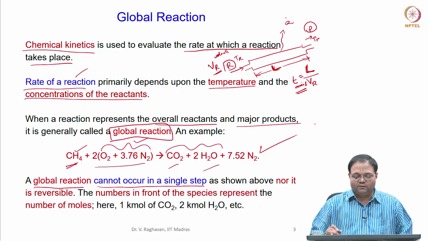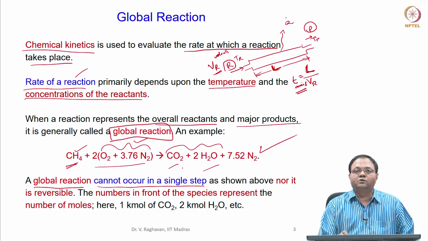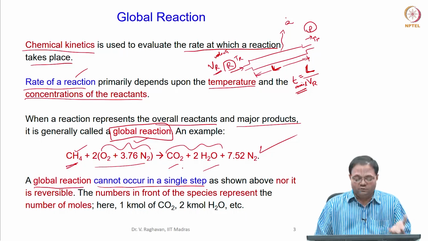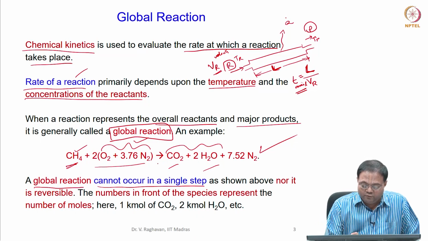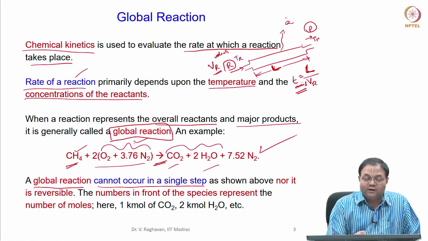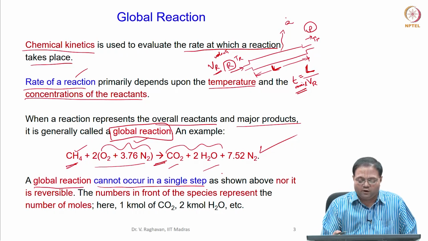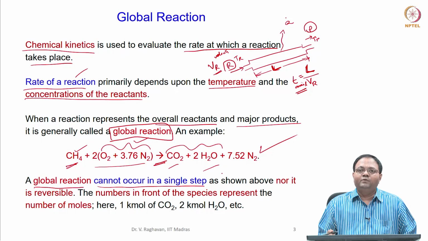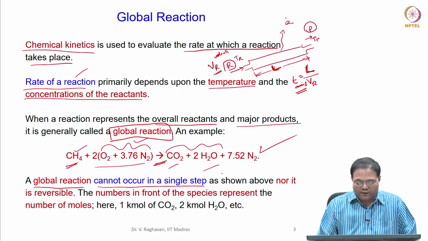I have written it in a single step like this, reactants forming products, but it is impossible for the reaction to occur like this. One more thing: we can see this arrow is one directional, which means the reactants can form products, but products cannot form reactants. We have already discussed this. If you put CO2 and H2O in a combustion chamber, it will not produce the required reactants. So that is impossible.